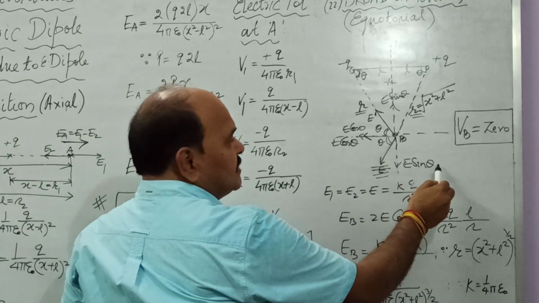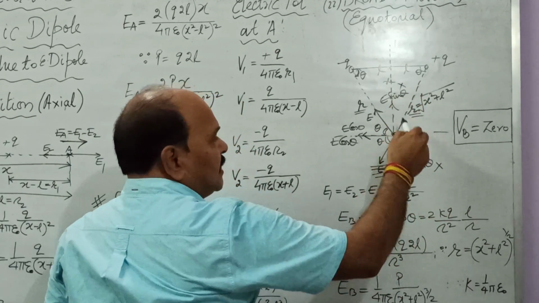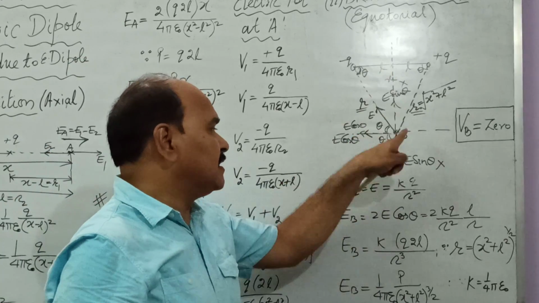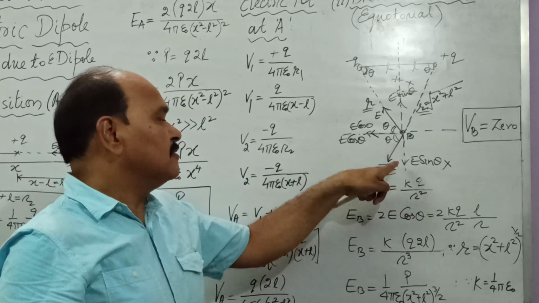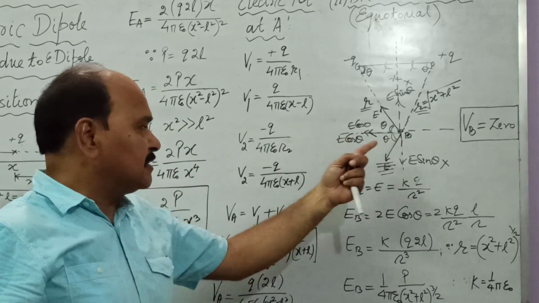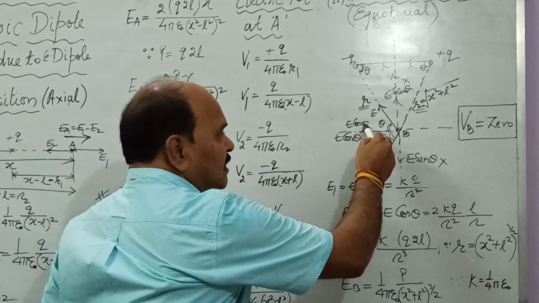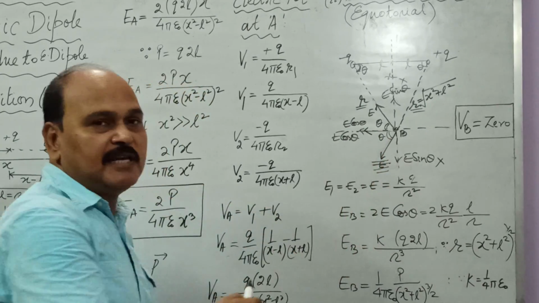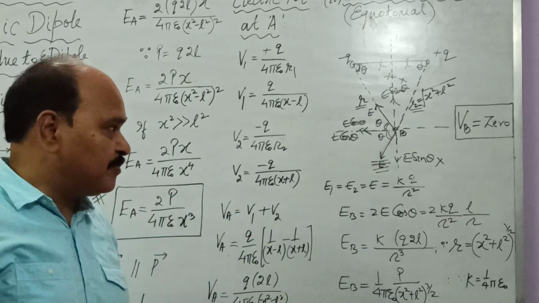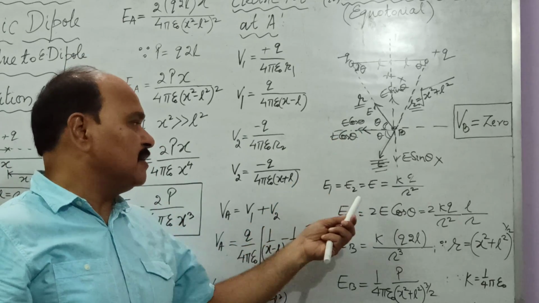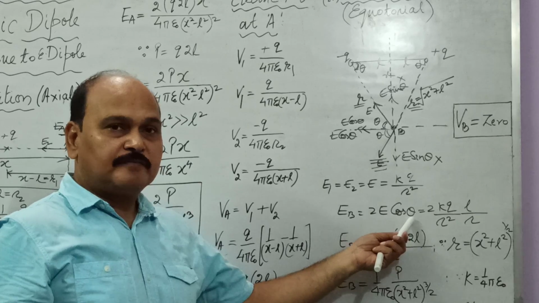You can see that E sin theta components are equal and opposite. They cancel out. So the net field along the y-axis at this point would be 0. But what about the net field in this direction? There are two field vectors towards the left, and these two field vectors are E cos theta each. So the net field at point B is going to be a simple sum of these two parallel vectors. And what is that? 2E cos theta.